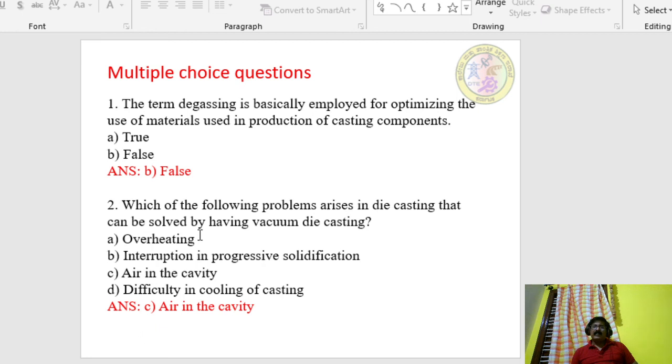By overheating, we cannot have any such problem. Then interruption in the progressive solidification, it is also a no. And next is air in the cavity. Air plays a very important role. If any air is present in the cavity, it may cause certain problems during vacuum die casting. So the option is C, air in the cavity.